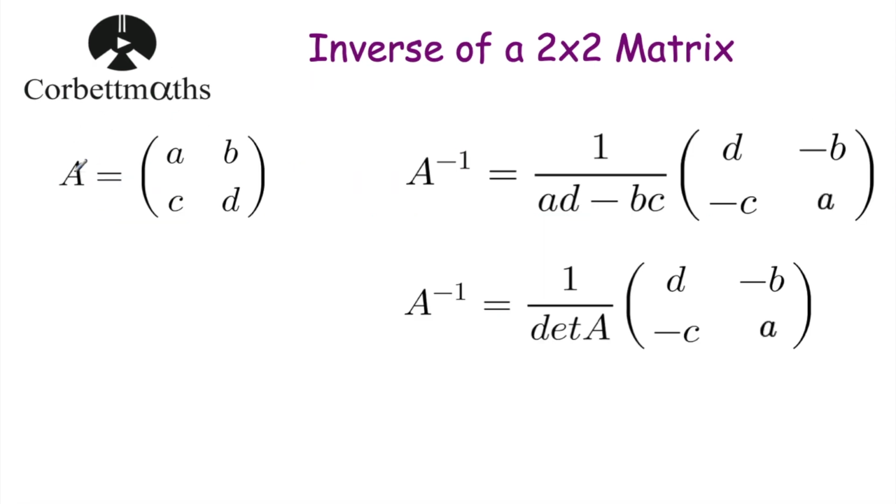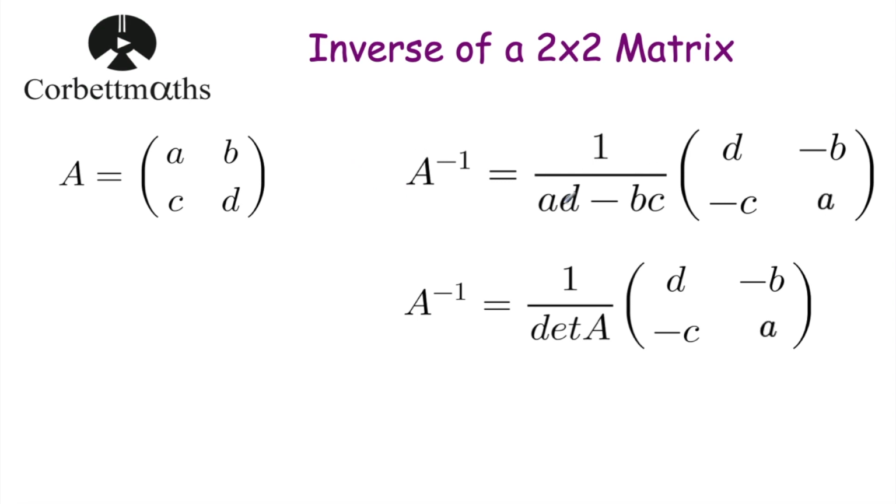So if we've got the 2 by 2 matrix A, which is A, B, C, D, and we want to find the inverse matrix, what we do is we do 1 over AD subtract BC, so we do A times D and subtract B times C. And if you watch the video on Corbettmaths, the determinant of a 2 by 2 matrix, that's the determinant, and that'd be a really useful video to watch.